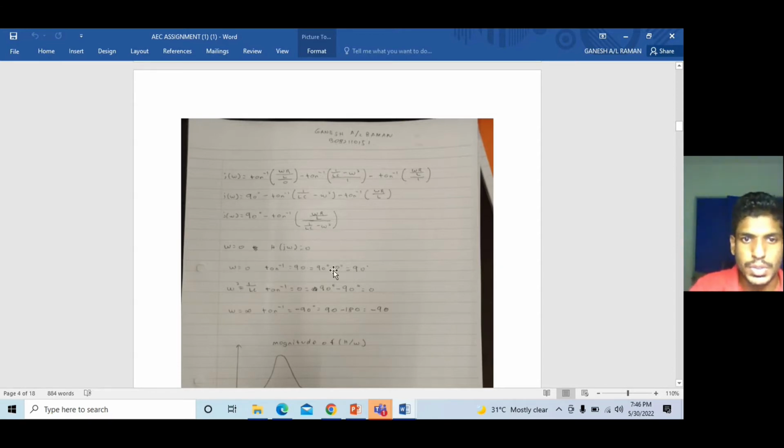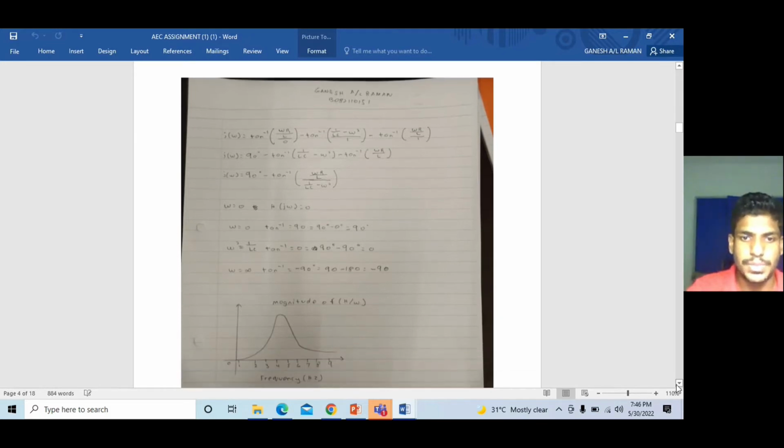When omega equals 0, the inverse tangent gives 90 minus 0, equal to 90. When omega squared equals 1 over LC, the inverse tangent equals 90, so 90 minus 90 gives 0. When omega equals infinity, the inverse tangent equals negative 90, so 90 minus 180 gives negative 90.